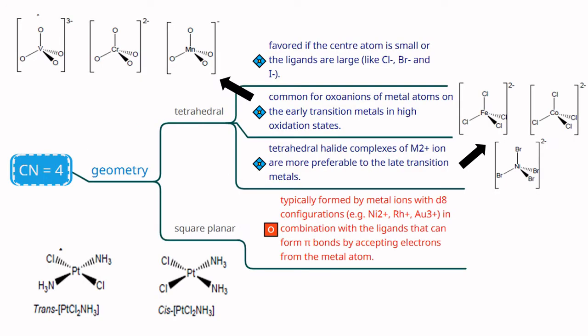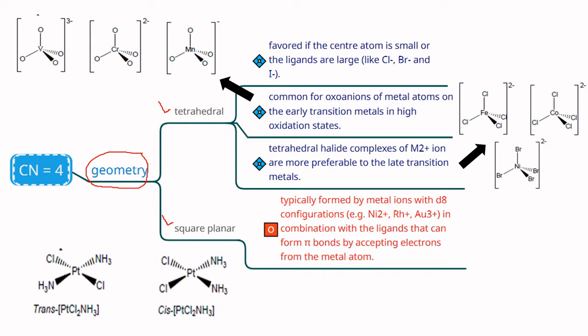Let's go to complexes with coordination number equals to 4. Complexes with Cn equals to 4 can show 2 types of geometry. The first one is tetrahedral, and the second one is square planar geometry. Normally for tetrahedral geometry, there are 3 rules here, or 3 explanations, on which kind of compound can give the tetrahedral geometry.